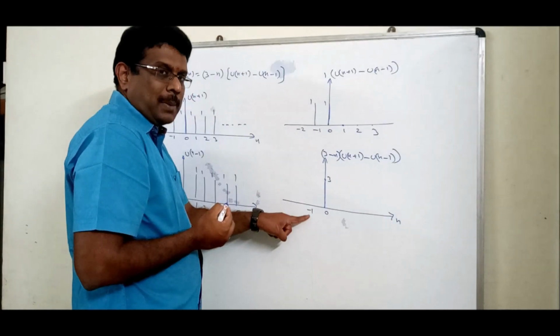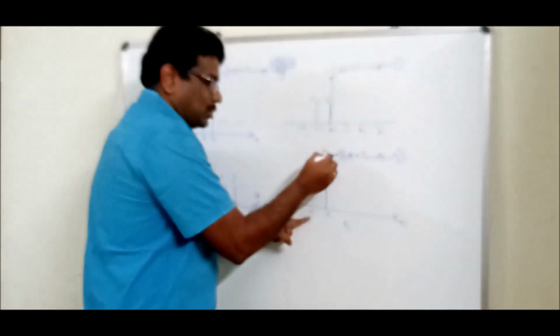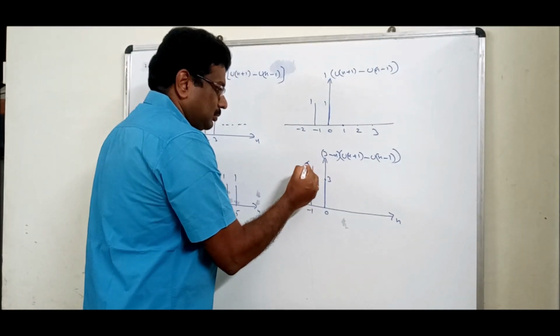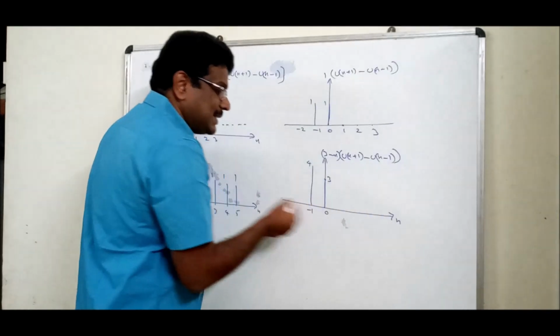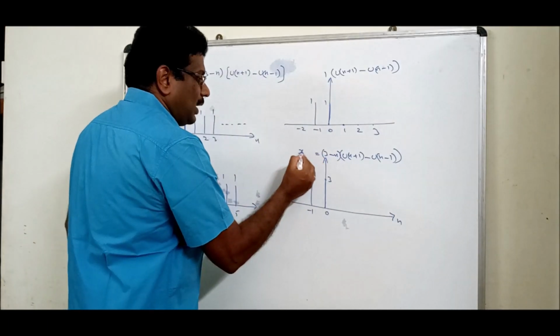What is the location? Minus 1. Minus 1 or n is equal to minus 1? n is equal to minus 1. Substitute, 3 minus minus 1, that is 3 plus 1. Answer 4. Why is this side not there? Because the signal is not there. So this is your x of n.